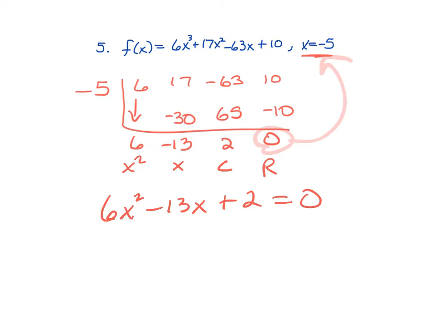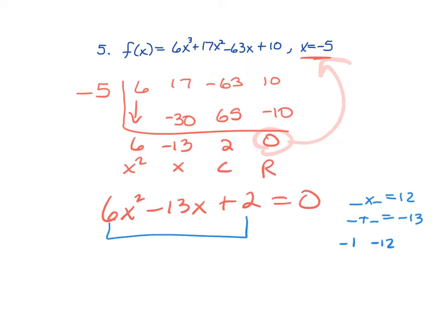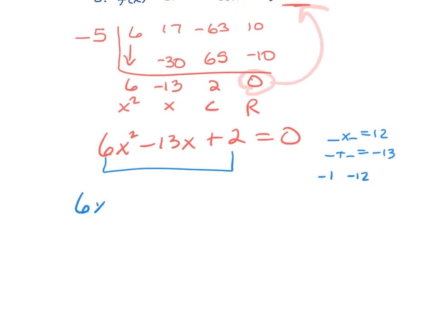And again, this could be factored. We can do factor by grouping if you'd like. I know I jumped to the other way, but two numbers that multiply to give me 12, but the same two numbers that add to give me negative 13. So that's going to be negative 1 and negative 12. So 6x squared minus 12x minus 1x plus 2. Make your groups.